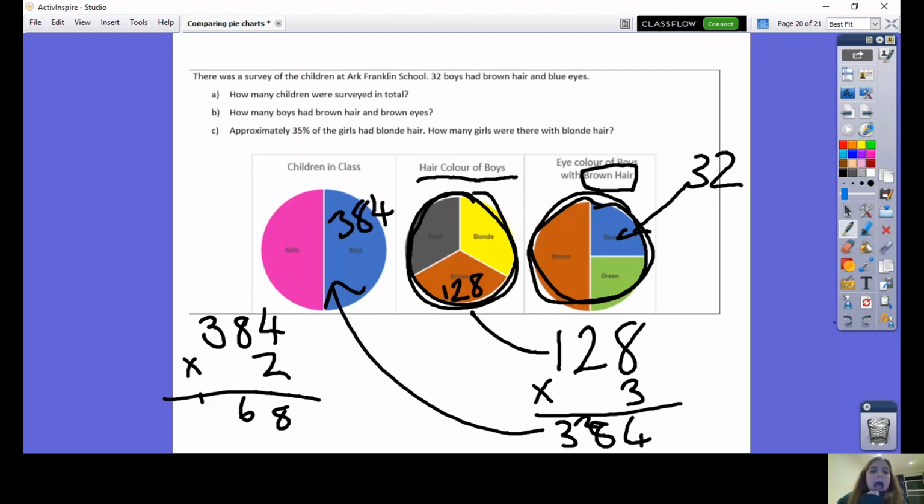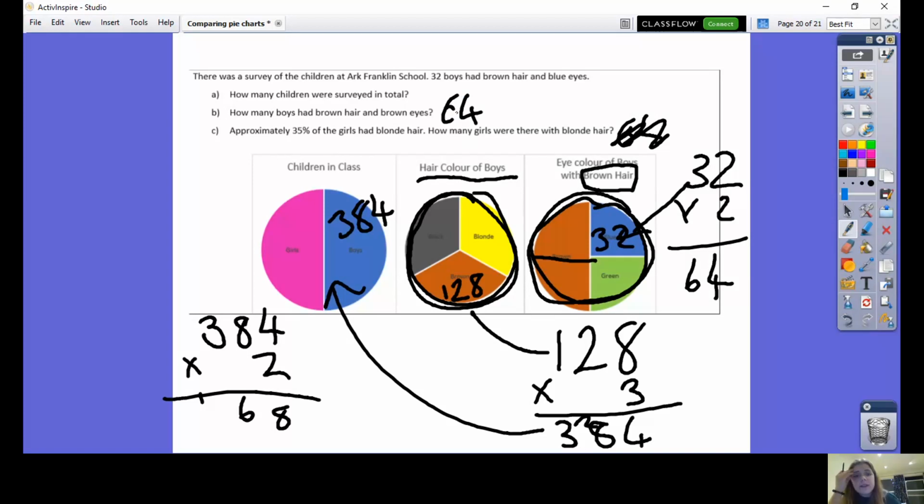Okay. How many boys had brown hair and brown eyes? Much simpler way of solving this one. I don't know why I bothered with any of that. If I know 32 people had brown hair and blue eyes, I just need to double 32 to find brown. 32 times 2 is equal to 64. If a quarter is blue, then double that, a half is 64. Sorry.